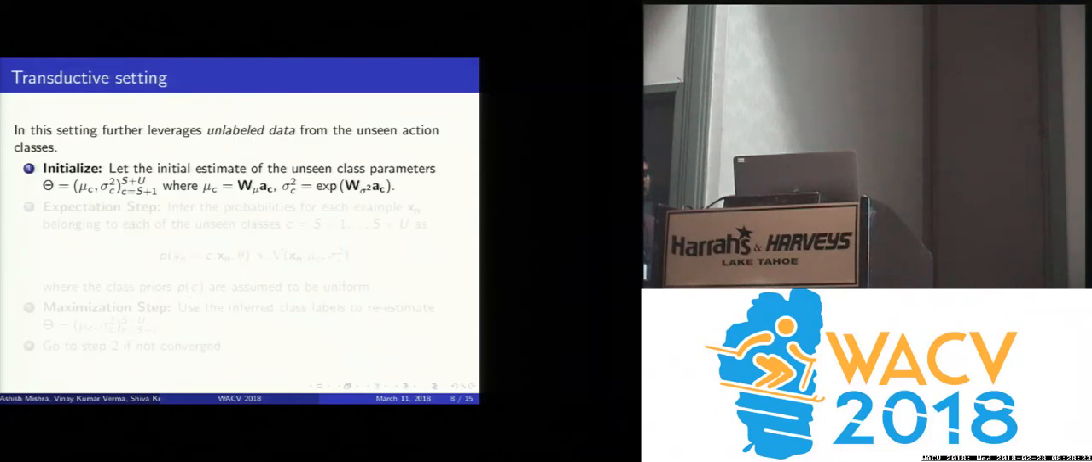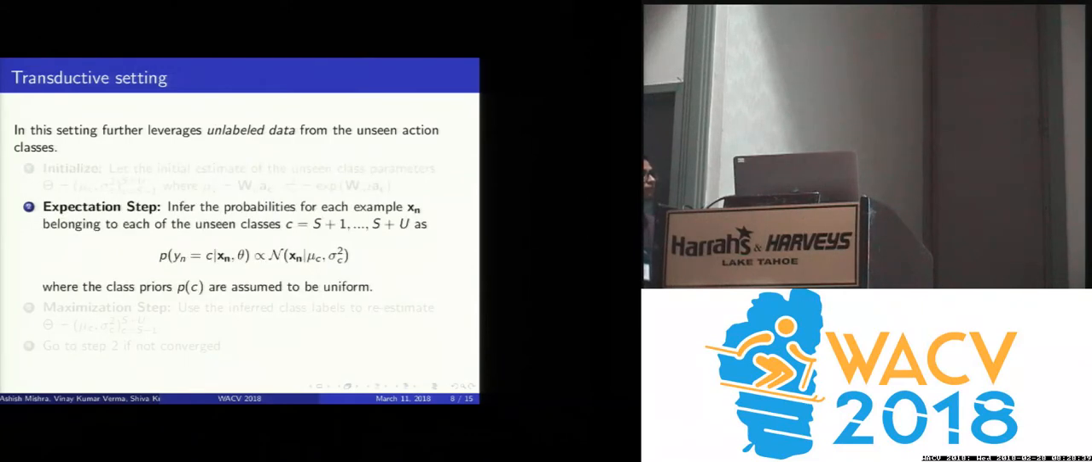In the transductive setting, we use domain adaptation to improve the predicted estimates. To this end, using the unseen data, we follow the expectation maximization algorithm to improve our estimated parameters. Using the unlabeled data, we iteratively improve our estimated mean and sigma. This is similar to the standard EM algorithm used for clustering.